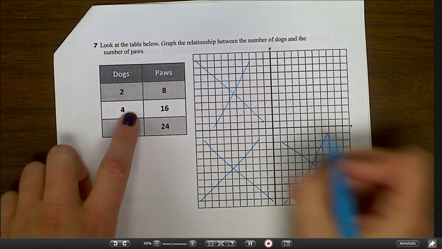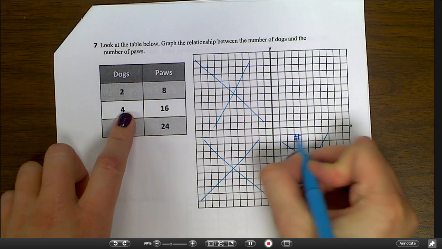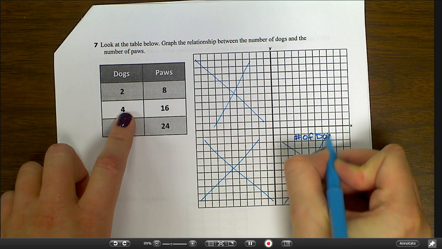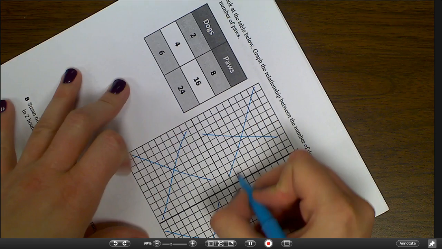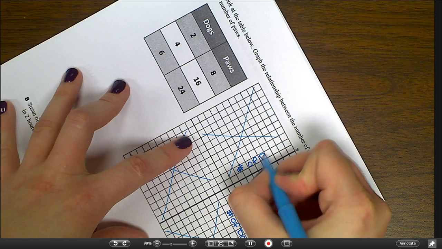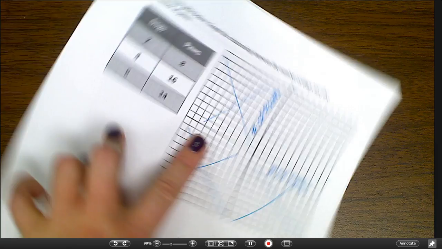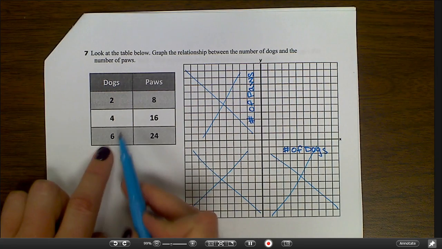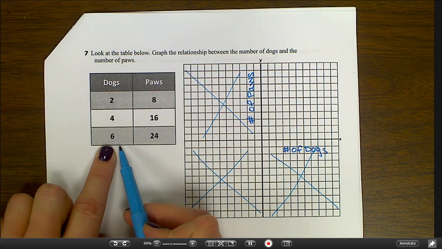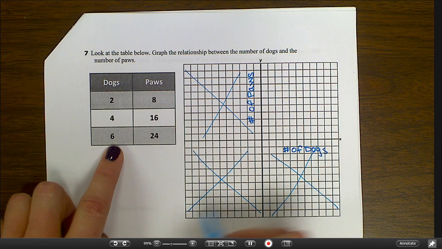So my x-axis is going to be number of dogs, and my y-axis is going to be number of paws. Make sure that you label and then also number your axes. So the first thing I'm going to look at for dogs is, can I number by ones? Well, yes I can, because it only goes up to 6.